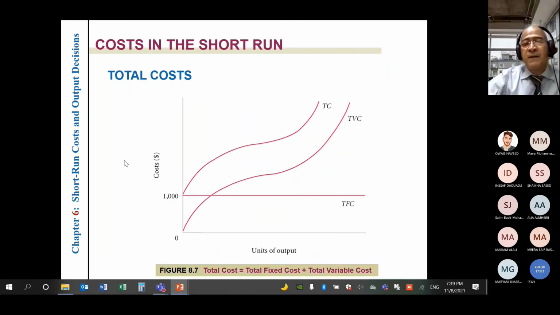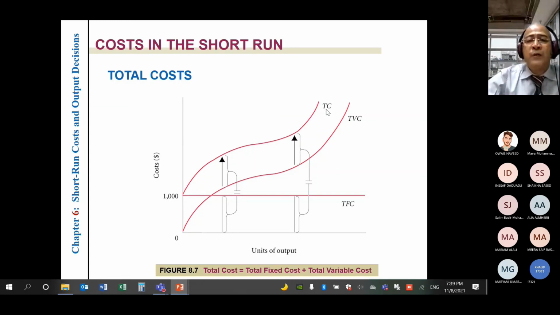So we explained this before, but just to review. Total variable cost in the first stage of production increases at a decreasing rate because of specialization and division of labor. And then we have the inflection point, and we enter the second stage of production. In the second stage, total variable cost increases at an increasing rate because of the law of diminishing marginal returns. Total fixed cost is fixed at 1,000 regardless of output.